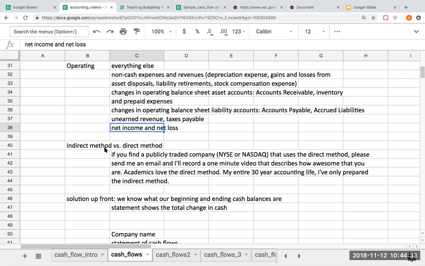And this is opposed to the direct method. My challenge to you is that if you find a publicly traded company, prior to, where are we right now? November 12th, 2018, that's listed on the New York Stock Exchange or the NASDAQ, that in the last 10 years used the direct method, please send me an email and I'm going to record a 1-minute video just of me saying how awesome you are.